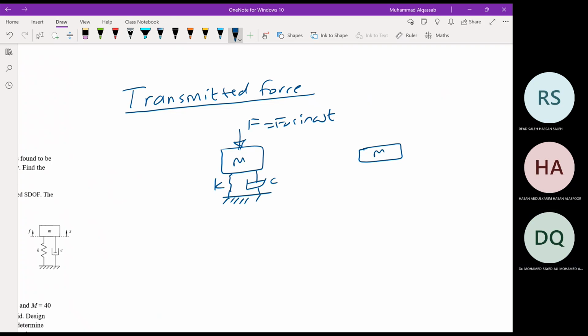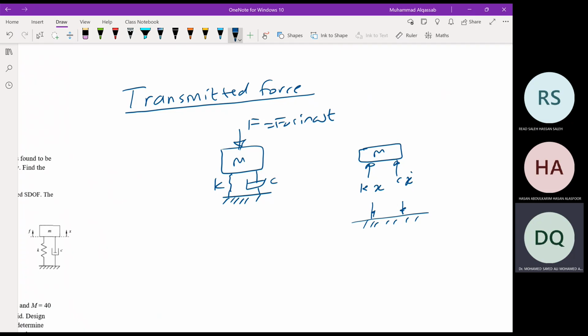When we draw the free body diagram, we will have a force here equal to kx and a force here equal to cx dot. When you draw the forces on the ground, you will have kx and cx dot. So the force transmitted through the spring and the damper to the ground is the sum of the spring and the damper force. But those are vector forces, so you should add them as vectors.